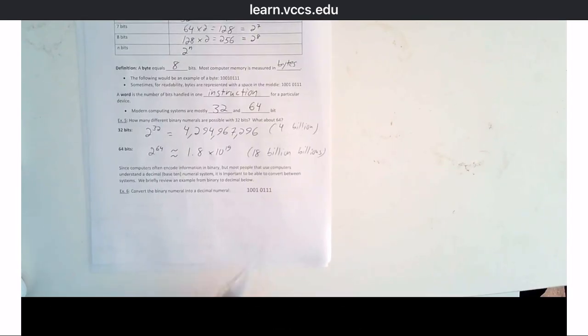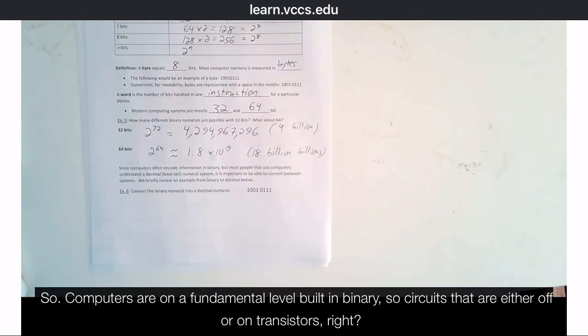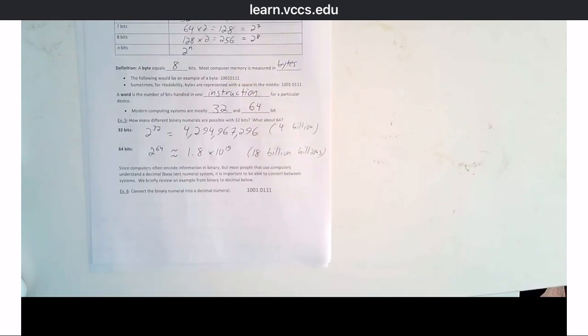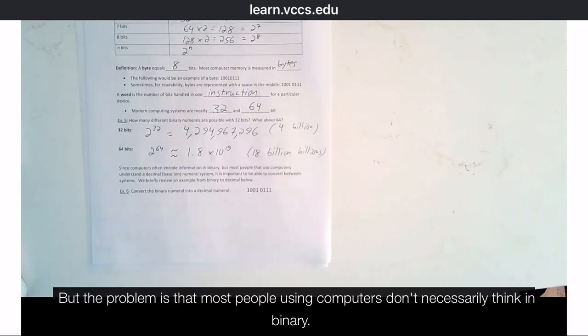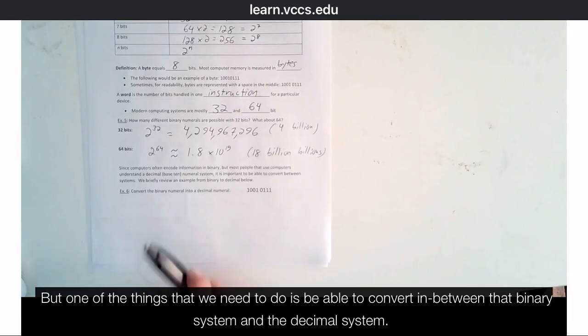So computers are, on a fundamental level, built in binary. Circuits that are either off or on, transistors, right? Each of those tiny pieces can represent one of 2 states, off or on, 0 or 1. But the problem is that most people using computers don't necessarily think in binary. If you spend enough time with it, you probably could. But one of the things that we need to do is be able to convert between that binary system and the decimal system. Well, we actually did this already.